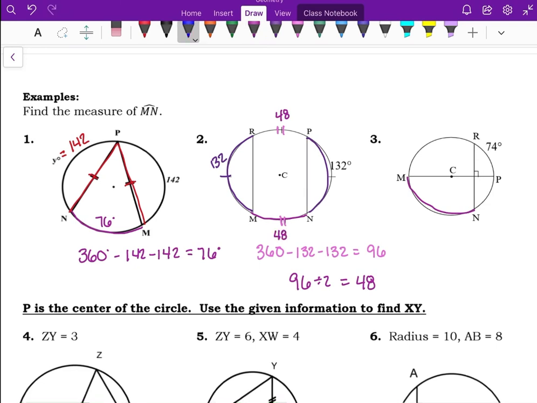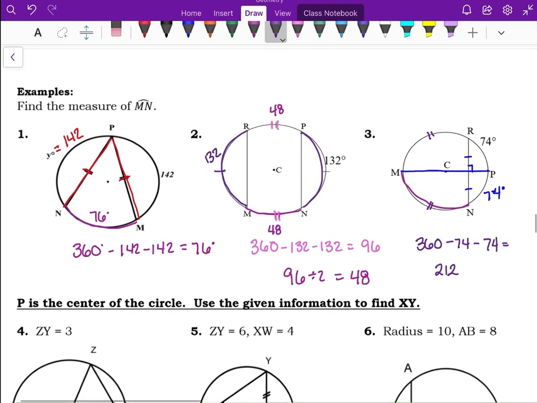And last one, number 3. I know that this diameter cuts this chord into two equal parts because it's perpendicular. So using the perpendicular bisector chord theorem, I know that those two parts are congruent. So since those two parts are congruent, their degrees are congruent. So this one is also 74 degrees, which makes these two arcs that we don't know also the same. So I'm going to do 360 minus 74 minus 74. So minusing what we already know. And I get 212. Now since my other two arcs are the same, I'm going to divide that by 2. And I get 106. So both of my arcs are 106.